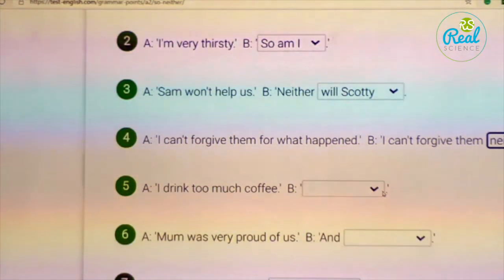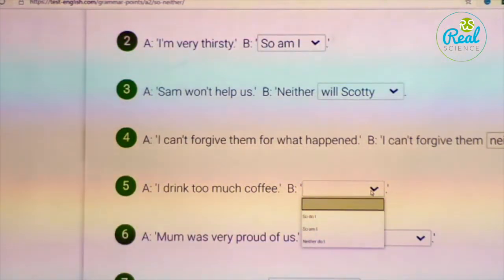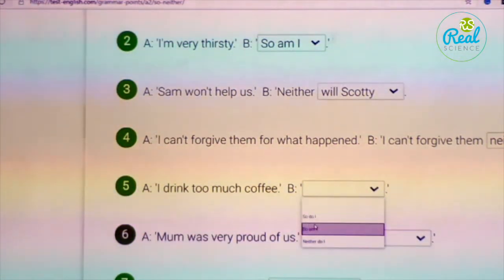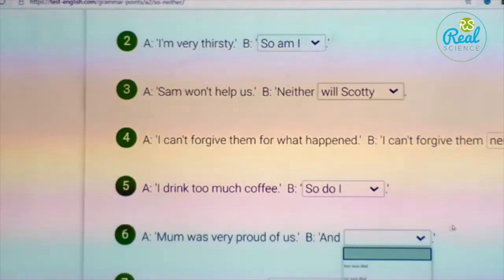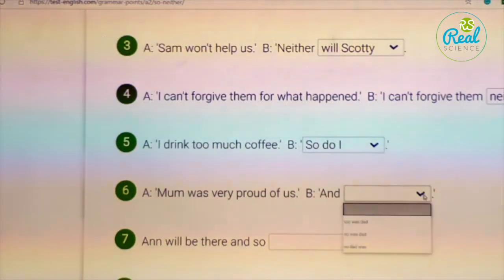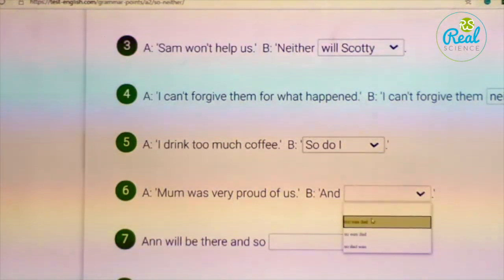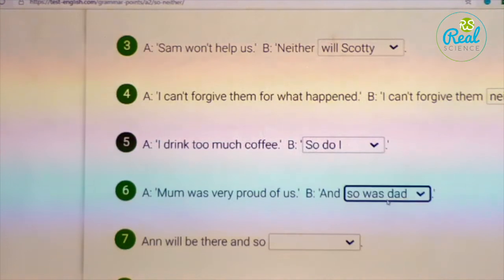Okay, next one. I drink too much coffee. So do I. Okay. Next one, number 6. Mom was very proud of us. Yes, Safia. So was my father. So was I. So was Dad. Okay.